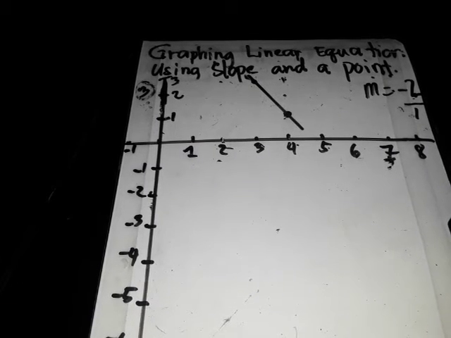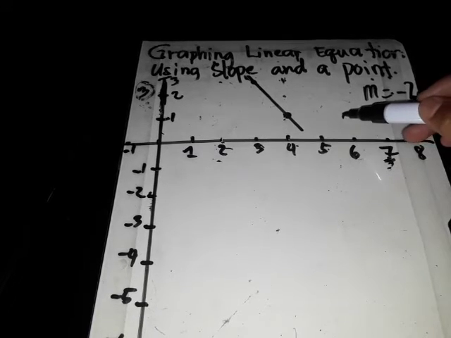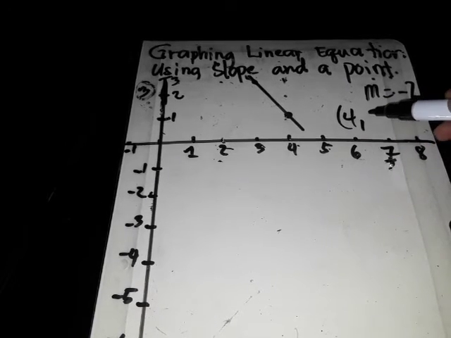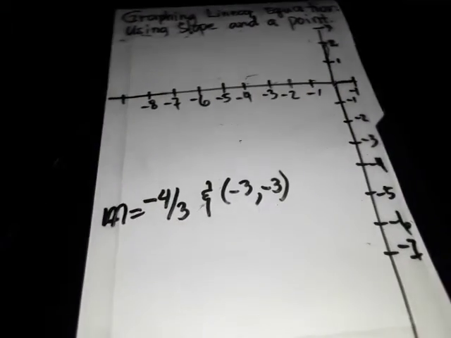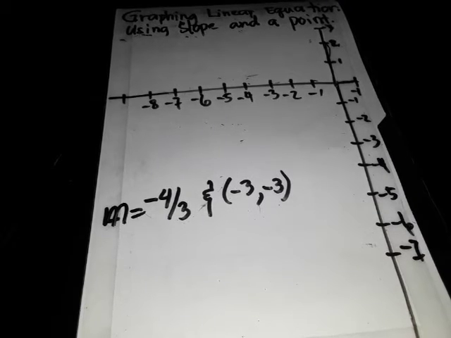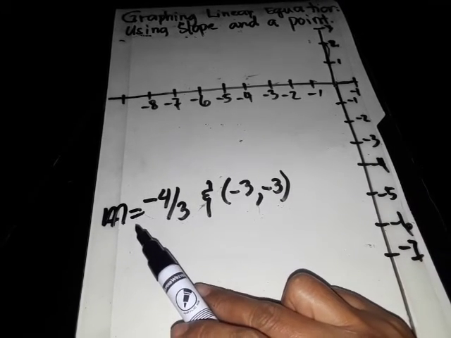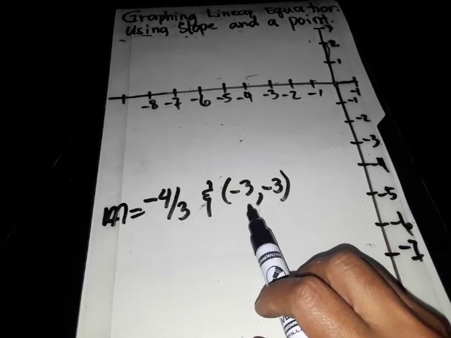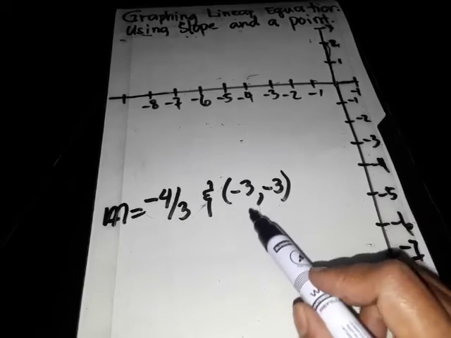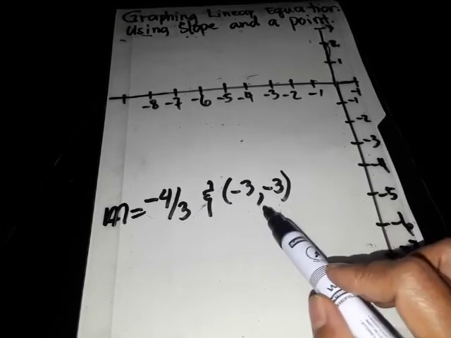Ayan. So, yan ang graph ng slope which is negative 2 or negative 2 over 1 and a pair of points of 4 and 1. Okay. So, napakadali. I'll give you one last example. Okay, for example, so we have slope here, which is the m, negative 4 over 3, and a pair of points, negative 3 and negative 3. So, i-graph muna natin itong pair of points.